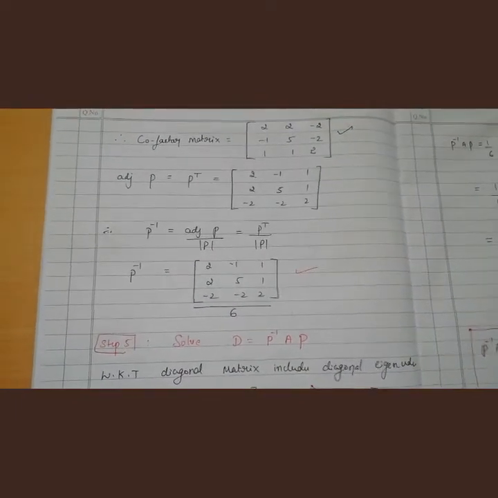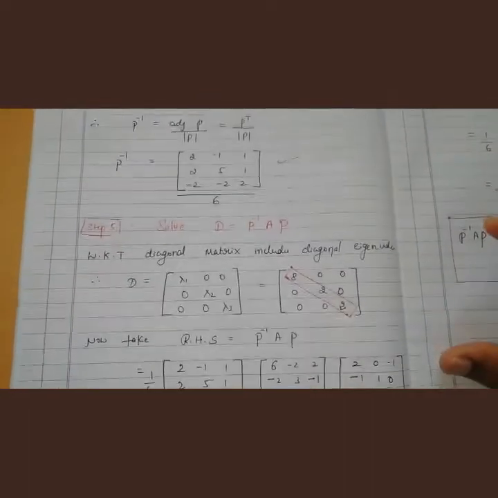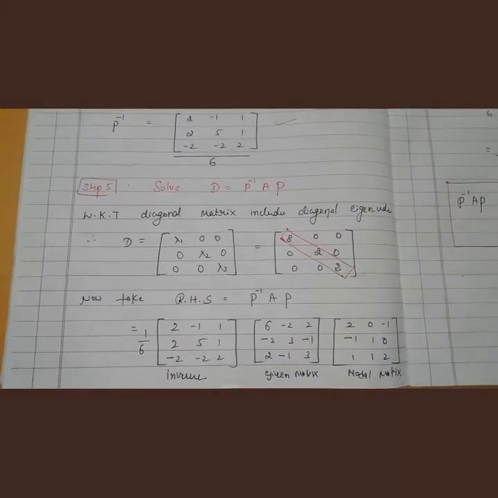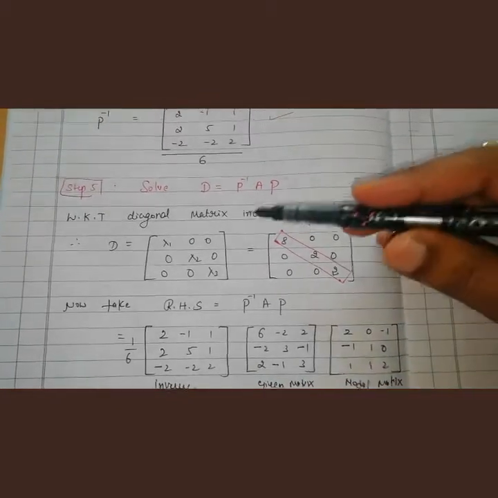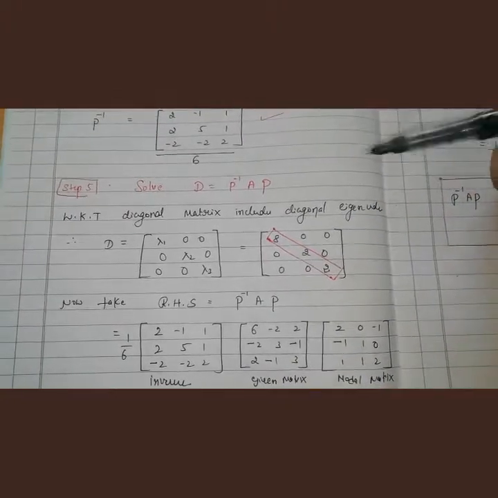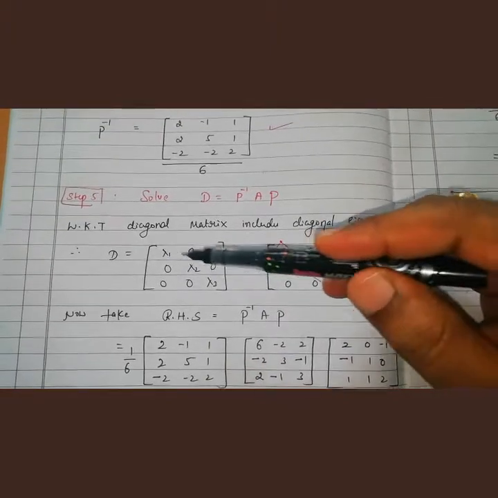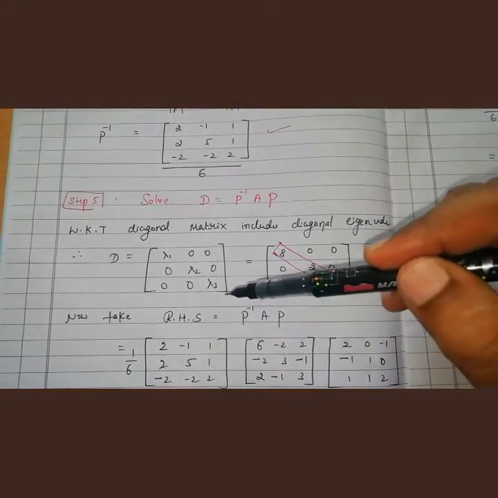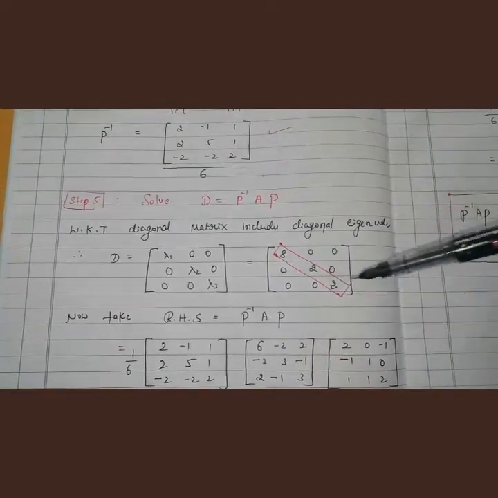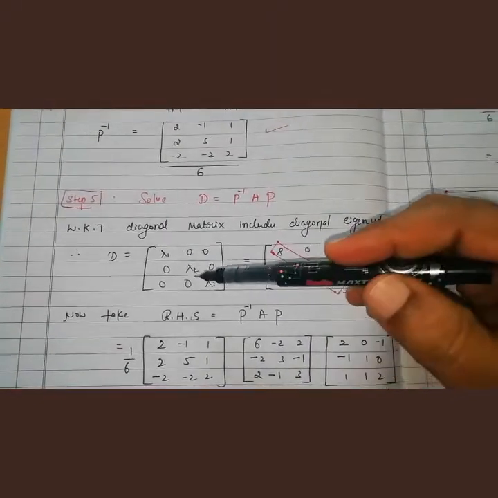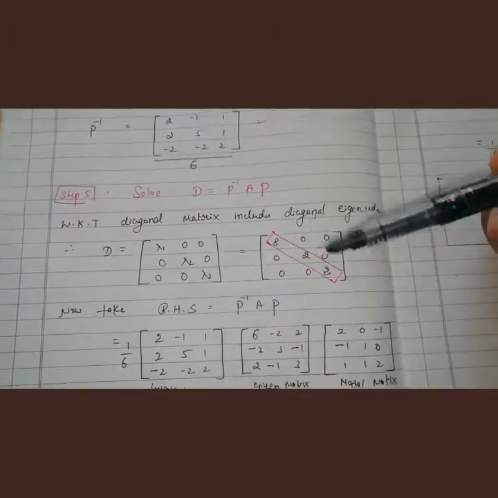So next is step number 5, which is the last step. The last step is to solve the diagonalization, D is equal to P inverse A into P. Here we know that the diagonal matrix includes the eigenvalues on the diagonal. So D is equal to lambda 1, lambda 2, lambda 3. You can observe the diagonal entries are going to be lambda 1, lambda 2, lambda 3, the eigenvalues. What are the eigenvalues which you got? 8, 2, 2. As I told you, the naming is immaterial. You can write however you want. So that is what the entries are.